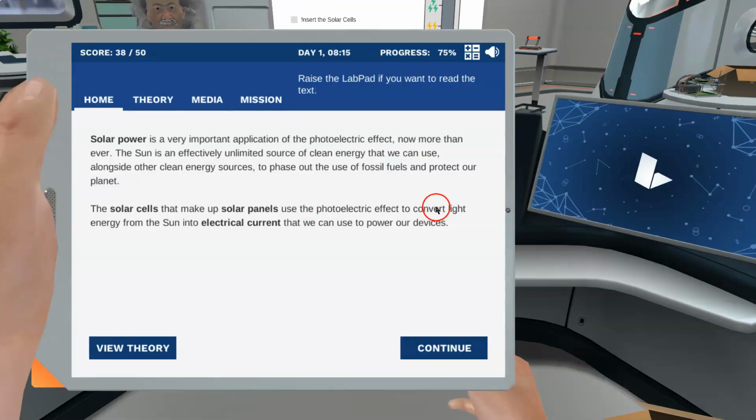Solar power is a very important application of the photoelectric effect, now more than ever. The sun is an effectively unlimited source of clean energy that we can use, alongside other clean energy sources, to phase out the use of fossil fuels and protect our planet. The solar cells that make up solar panels use the photoelectric effect to convert light energy from the sun into electrical current that we can use to power our devices.